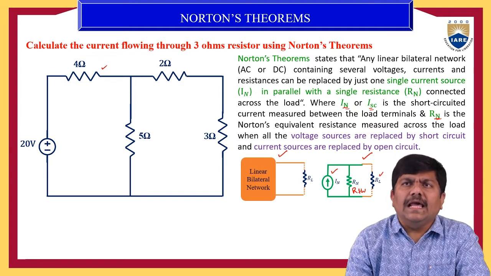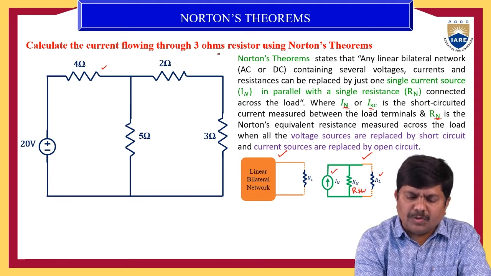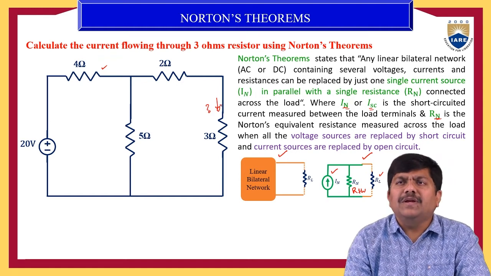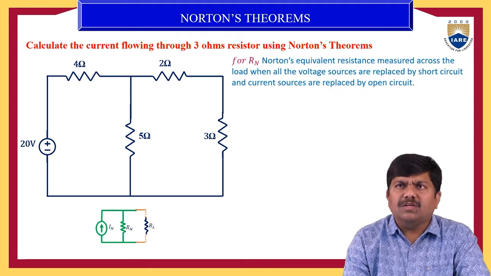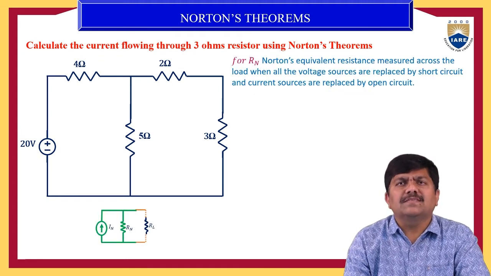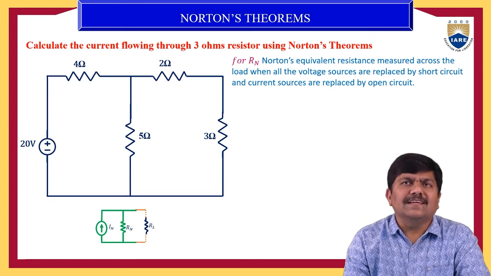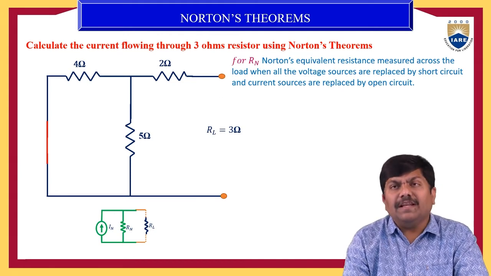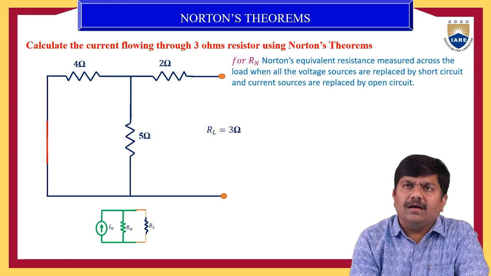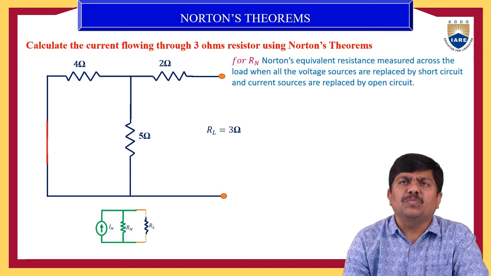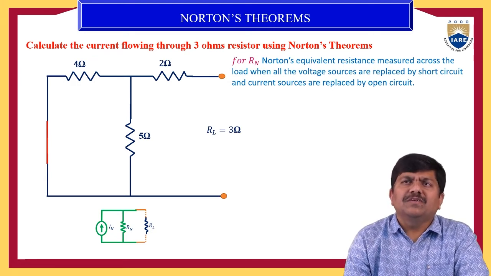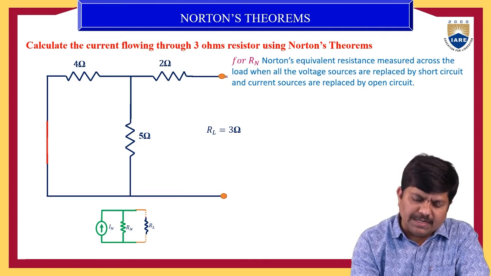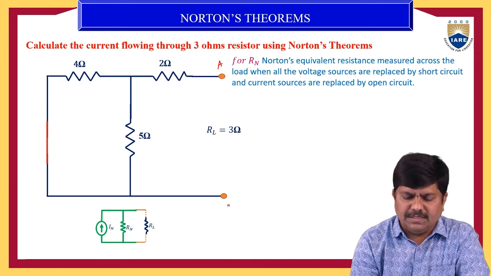Let us make use of this basic idea to calculate the current flowing through the 3 ohm resistor. That is what we are going to discuss in today's video session. For RN, as we discussed, we short circuit the voltage sources, that is, replace them with their equivalent internal resistance, and open circuit the current sources. Next, we make the load resistance: the element through which you are going to determine the current, you treat as the load resistance. The load terminals are point A and point B.